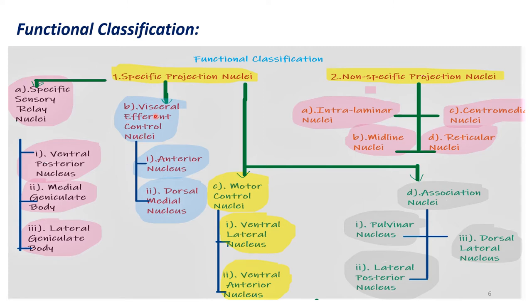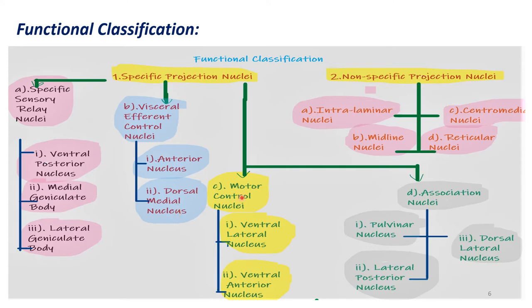The visceral efferent control nuclei are again further made of two collections of nuclei. One is the anterior nucleus, which belongs to the anterior group. Then you have the dorsal medial nucleus, which is from the medial group of the anatomical classification. If you remember, the dorsal medial nucleus. So visceral efferent control nuclei are made up of a collection of two nuclei, the anterior nucleus and dorsal medial nucleus.